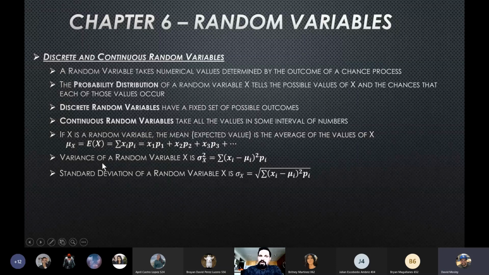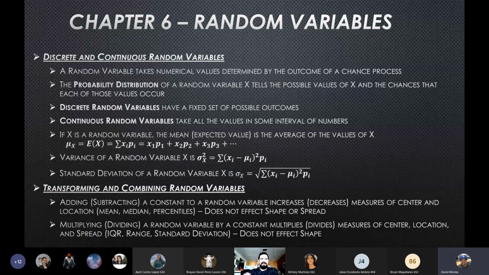The variance of a random variable x is sigma squared x, equaling the sum of the difference of the observation minus the mean squared times the probability of that specific outcome, x sub i. I think that should just be mu. And then the standard deviation is the square root of the variance.